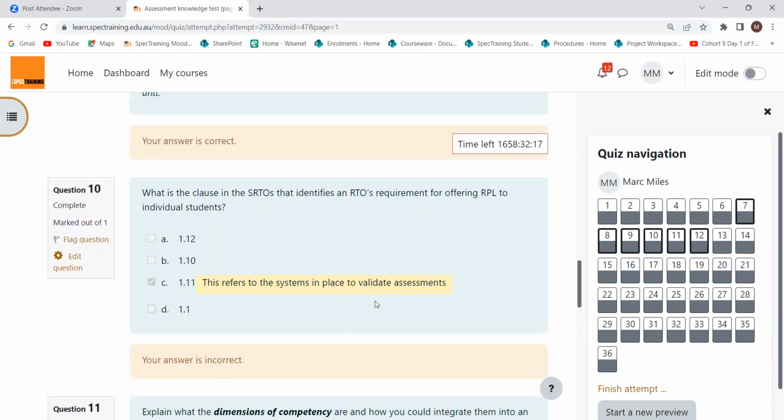Question 10, it's incorrect there. So question 10, you're going to need to check out which standards RPL relates to. All right, but hint, hint, nudge, nudge, it's not 1.11. All right, so you're going to need to check out which one is it, A, B, or D. All right, so a bit of experimentation there, a bit of research required.